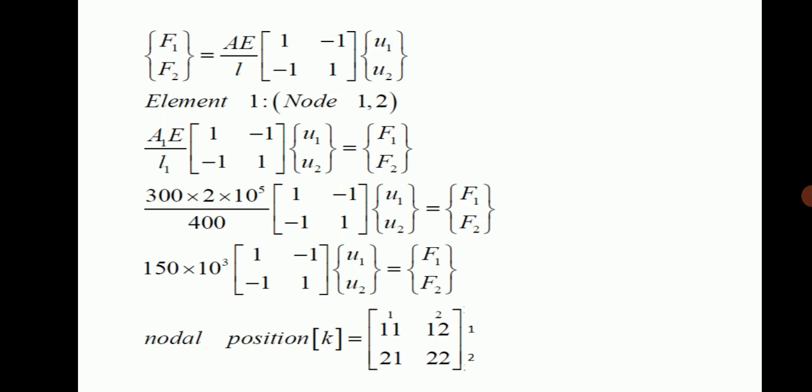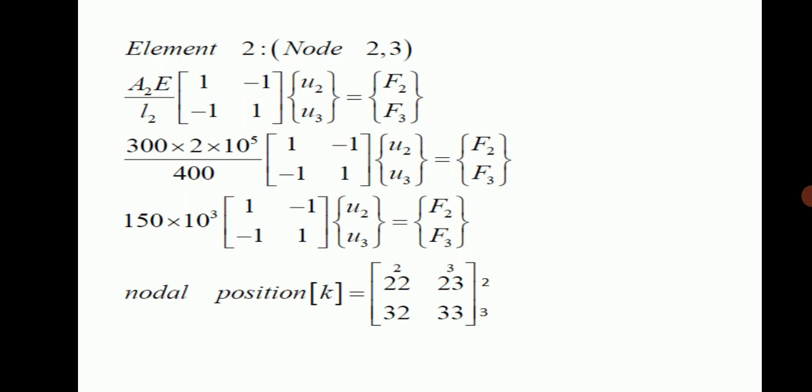K is equal to matrix 11, 12, 21, 22. So A11 is 11 and A12 is 12, A21 is 21 and A22 is 22. We want to mention the nodes, that is 1 and 2, on the upper side and also the right side of the matrix, because when we are assembling the matrix, if we mention it like this, it will be very easy to assemble the matrix at last.